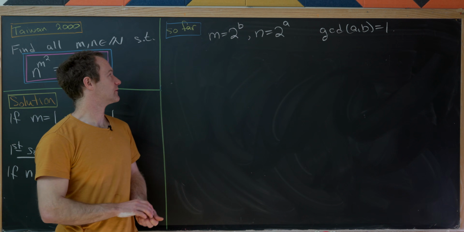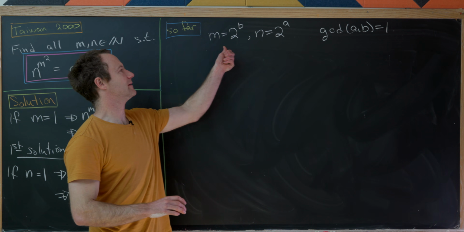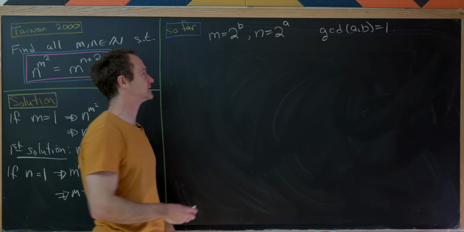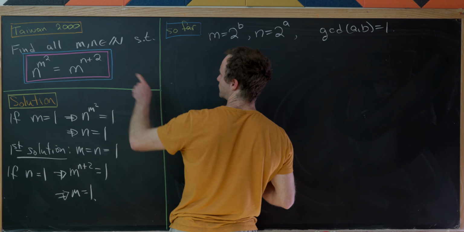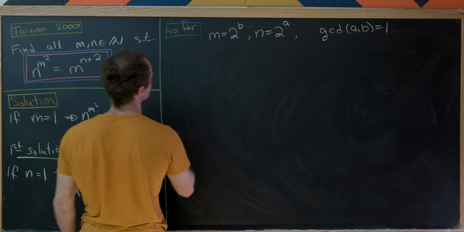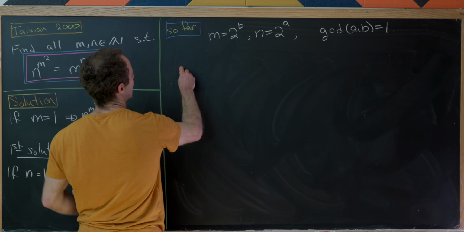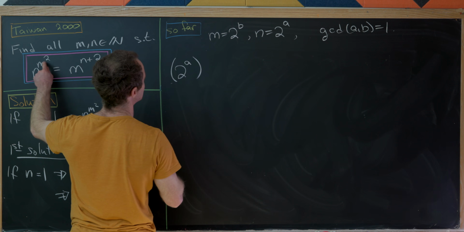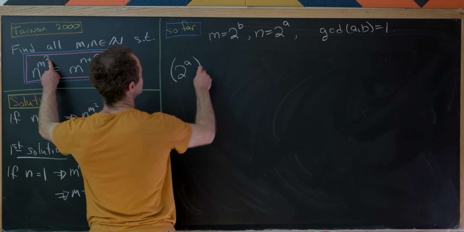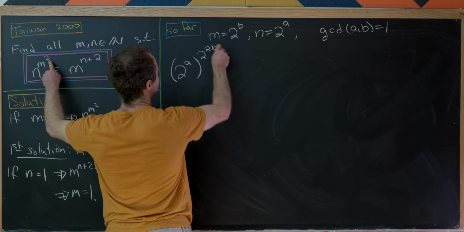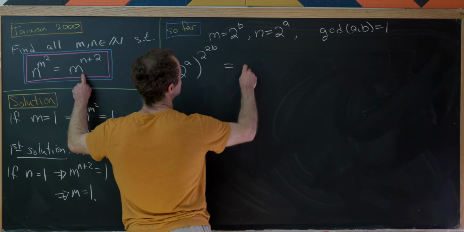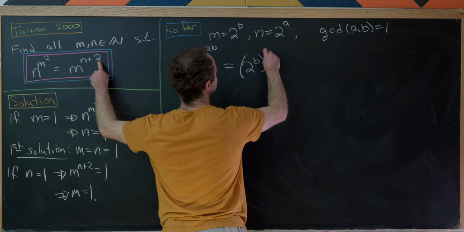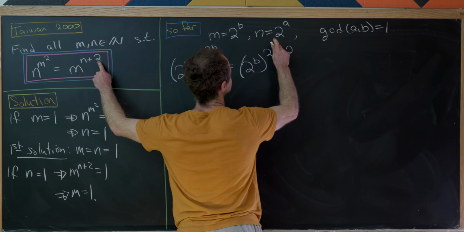So where are we so far? Well, we've shown that m and n are both powers of 2 and they're relatively prime powers of 2. Now let's plug that back into our equation over here. So what will we have? We'll have 2 to the a all raised to m squared. Let's see, m squared will be 2 to the 2b, and we need this to be equal to m. Well, that's 2 to the b, and then we'll have n plus 2, so that's 2 to the a plus 2.